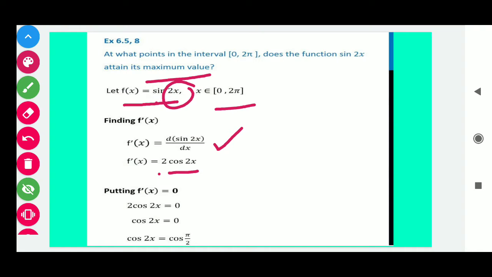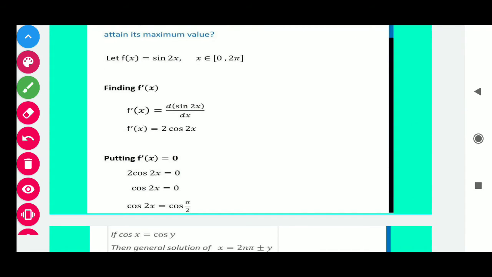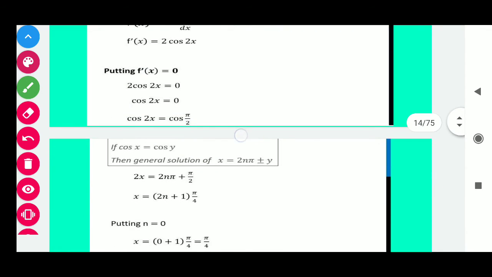Now students, for maxima or minima, we should put the derivative of sin 2x, that is 2 cos 2x, equal to 0. In this way, we get 2 cos 2x equals 0, and we know that cos function is 0 at 90 degree. In this way, we get the general result that you have studied in class 11th. When cos x is equal to cos y, then the general solution of x is 2n pi plus minus y.